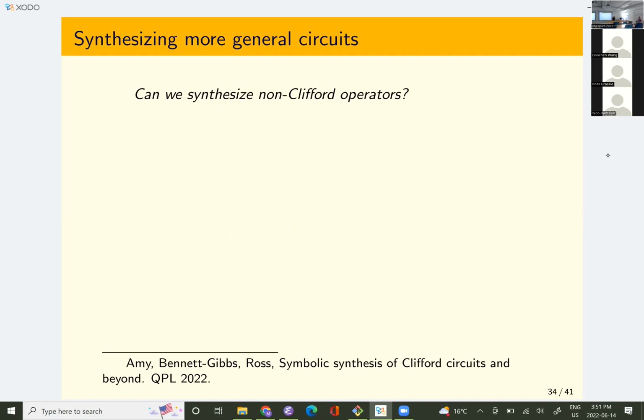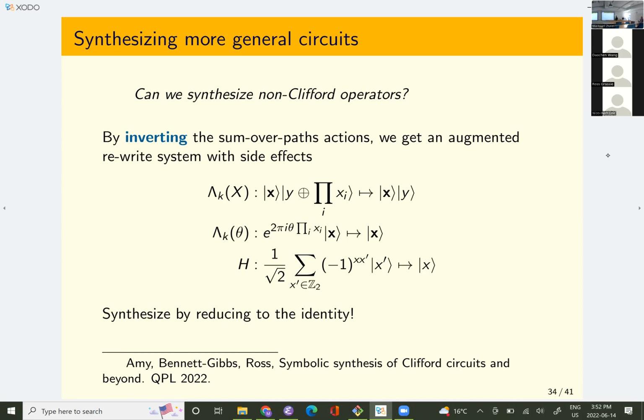Okay, so synthesizing more general circuits. We also in this paper looked at the question of whether we can synthesize not just Clifford sums over paths, but non-Clifford ones as well. And the neat thing is you can do it again using this idea of redirections. In particular, we can invert the sum of paths actions of a set of basis gates. And that gives us a system of rewrite rules that have actions, or if you're a fan of logic, technically proof. We're reducing a particular sum of paths to the identity using a system of gates.